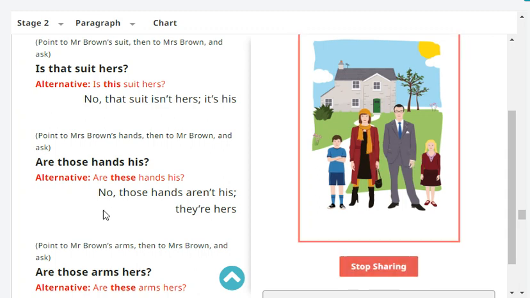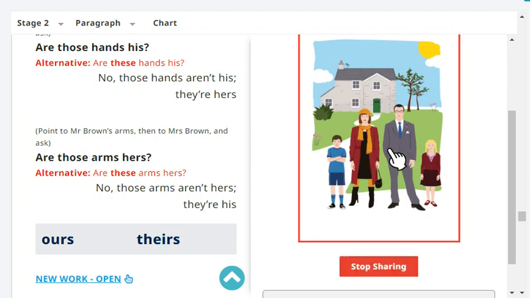Very good. Are those arms hers? No, those arms aren't hers. They are his. I'm sorry, they're his. They are his. Very good.